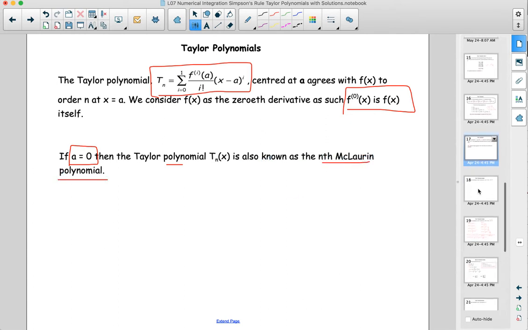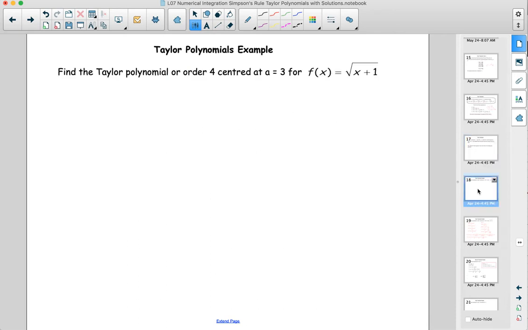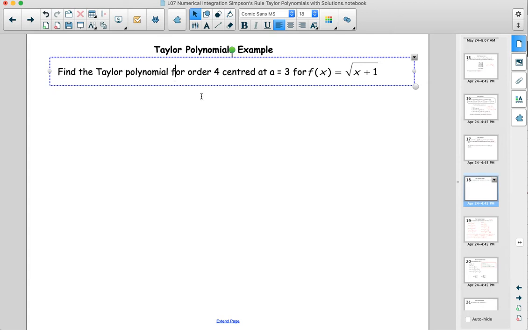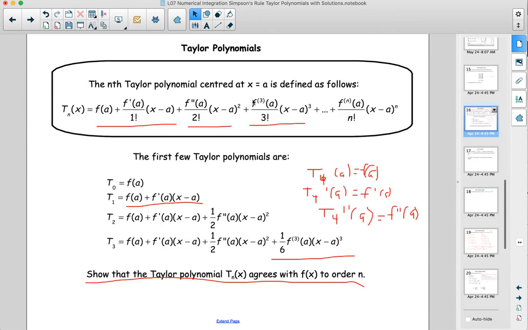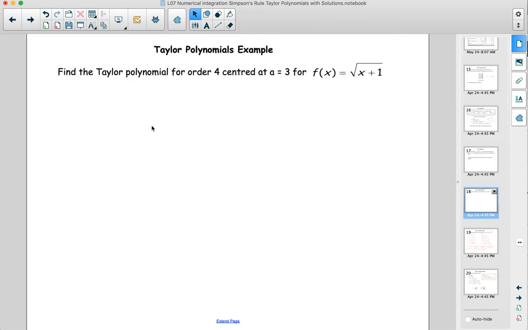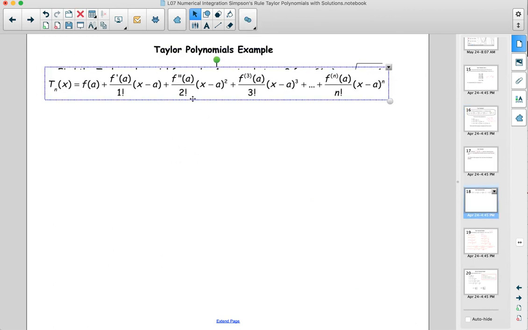All right, I think maybe we'll start with an example. So find the Taylor polynomial for, I think that should say 4. Let me fix that. For order 4, centered at a equals 3, f prime at x is equal to the square root of x minus 1, and I'm just going to jump over to here. I'm going to copy this for you. I'm going to paste this here, and then I'm going to tell you what it is you're going to need to do.